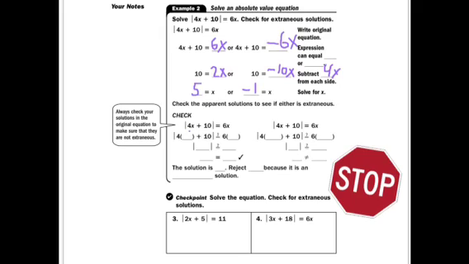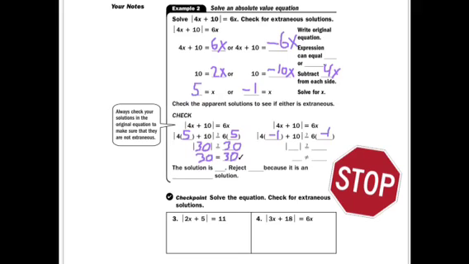So on the first one, I'm going to put a 5 in on both. And on the second one, I'm going to put a -1 in on both. Let's see what I get. On the first one, I get 20. 4 times 5 is 20, plus 10 is 30. 6 times 5 is 30. So 30 equals 30. The absolute value of 30 is 30. So 30 equals 30. That one works. That's great. 5 is a definite solution.